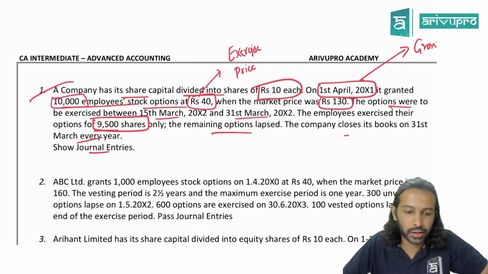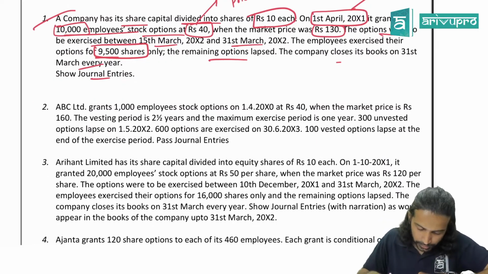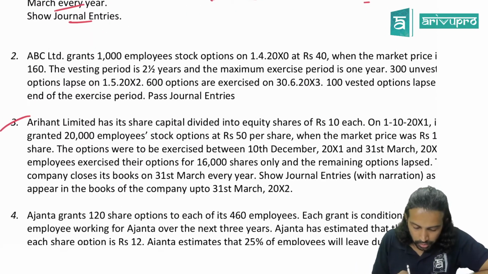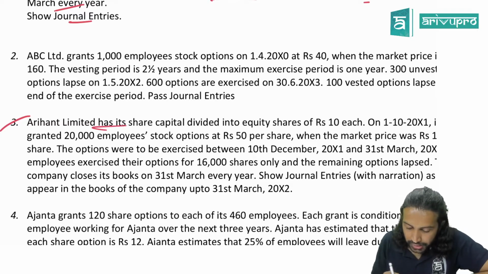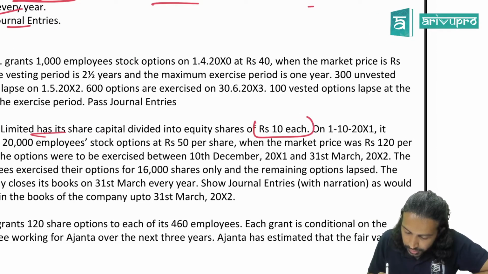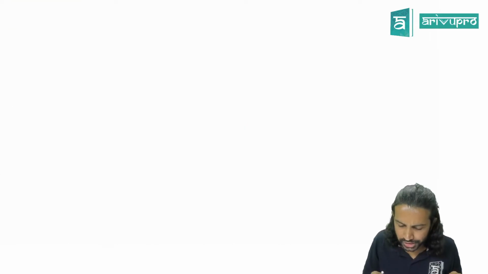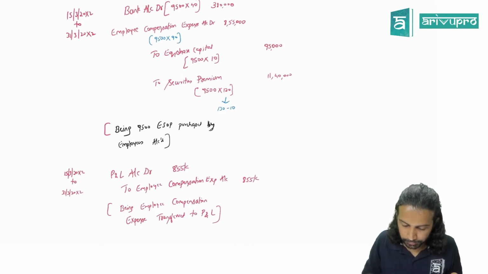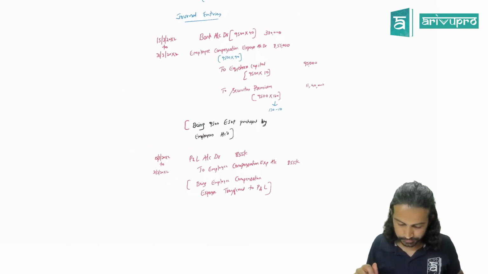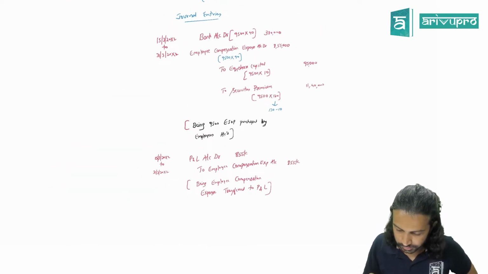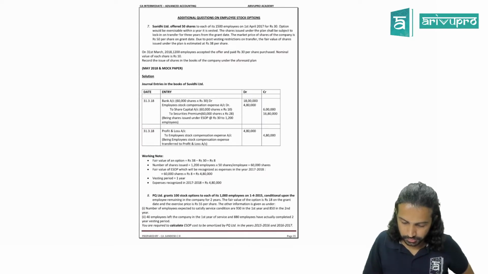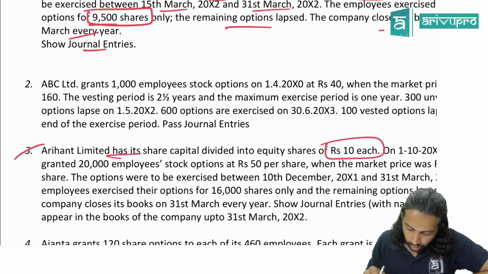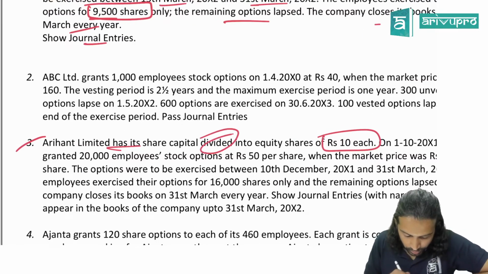Hang on. Which question will I tell you? Arihant Limited. We'll do that first. Question number 3 will start off first. Arihant Limited has a share capital divided into equity shares of 10 each. Oh, by the way, no questions, right? Simple enough? Everybody? Online also everything is okay? Simple case? Okay, I'm thinking they have it.